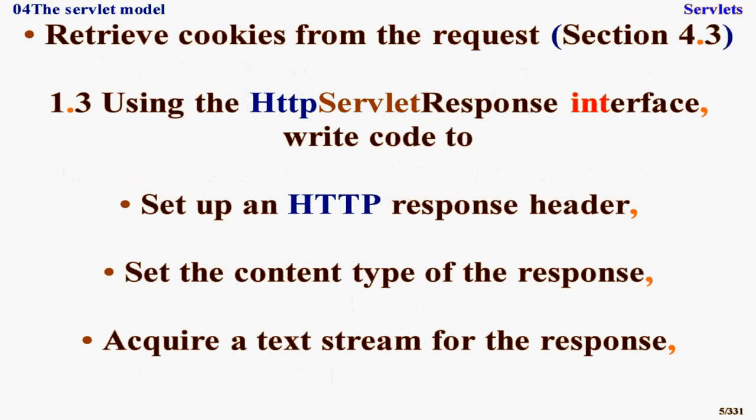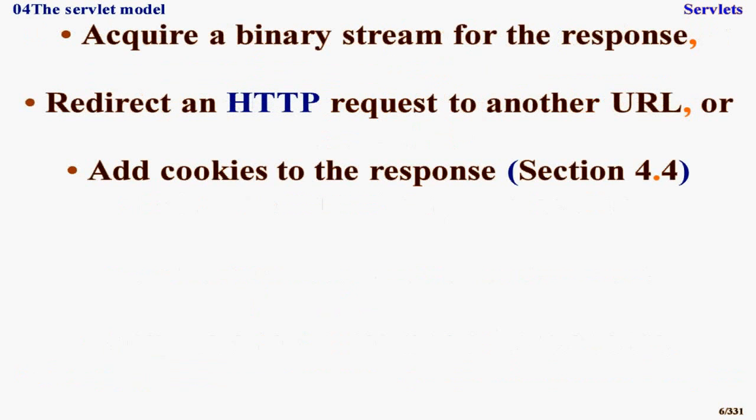1.3 Using the HttpServletResponse interface, write code to set up an HTTP response header, set the content type of the response, acquire a text stream for the response, acquire a binary stream for the response, redirect an HTTP request to another URL, or add cookies to the response. Section 4.4.